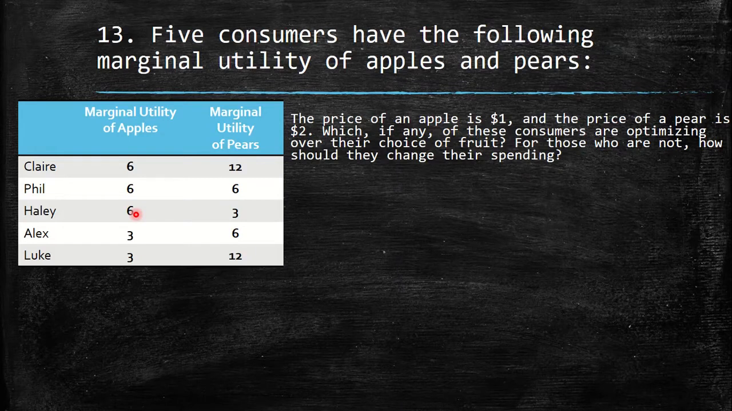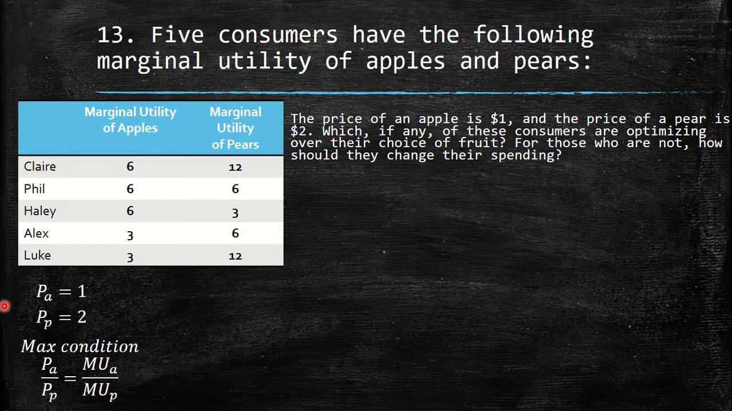Then, the price of an apple is 1, and the price of a pear is 2. Which, if any, of these consumers are optimizing over their choice of fruit? For those who are not, how should they change their spending? So remember, here we have the price of apple and the price of pear, 1 and 2. So the maximization condition is that the relationship between prices, which is PA over PP, should be equal to the relationship between the marginal utilities. If that condition holds, you can conclude that those people are maximizing their consumption.